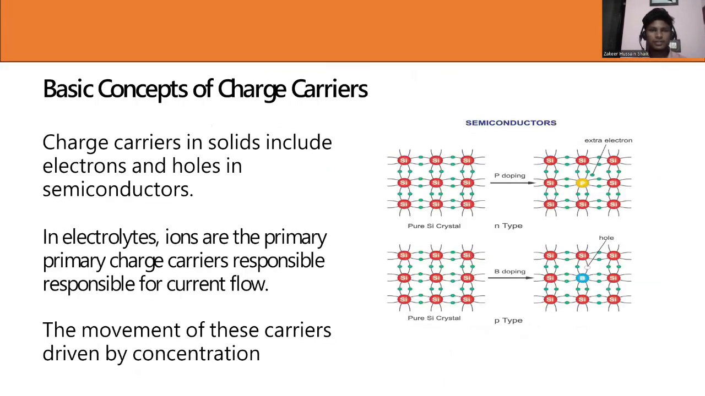Basic concepts of charge carriers. Charge carriers in solids include electrons and holes in semiconductors. In electrolytes, ions are the primary charge carriers responsible for current flow. The movement of the carriers is driven by concentration. Here we can see p-type and n-type semiconductors.